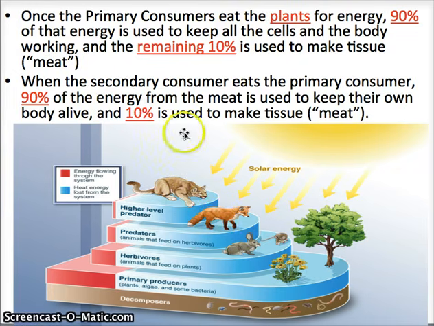As you go up, only 10% actually is made into meat or tissue for the next level, and 90% gets used up and lost as heat to the system. And this graphic actually has colors. You can see that the pink represents the energy that flows through the system. That means that this is the 10% that gets passed on to the next trophic level, and the blue represents the 90% of the energy that gets lost as heat or gets used up by the organism just to stay alive.